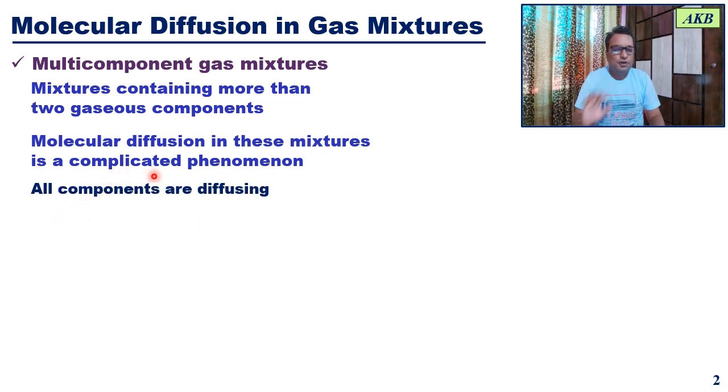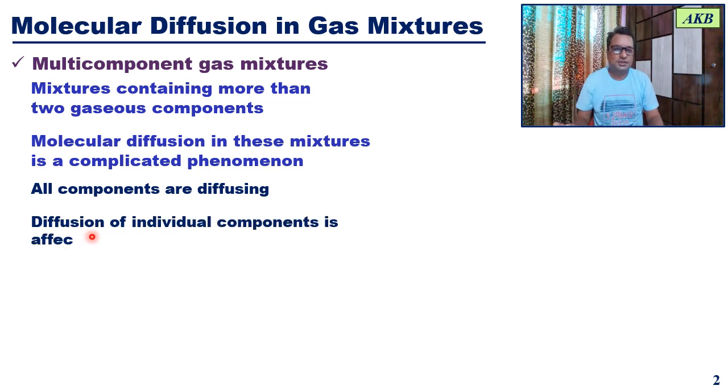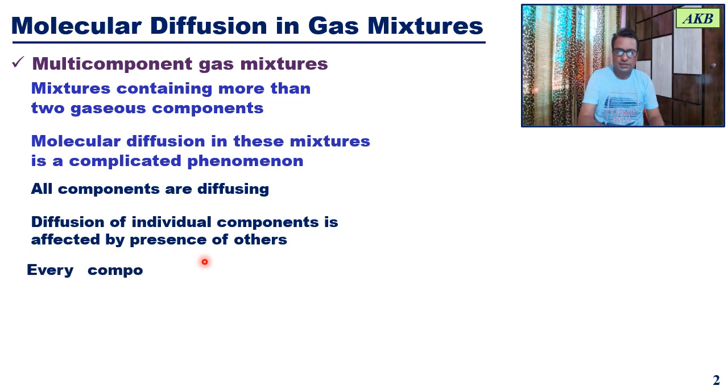Why is the phenomenon complicated? Let us understand. First thing is all of the components that are present in the gas mixture are diffusing. They will be diffusing in all three directions. So this is one thing. The other thing is that, due to this, diffusion of individual components is getting affected by the presence of other components in the mixture. If a single component is diffusing, but due to presence of other components in the gas mixture, diffusion of that component is going to get affected. Okay, so diffusion of individual component is affected by presence of others.